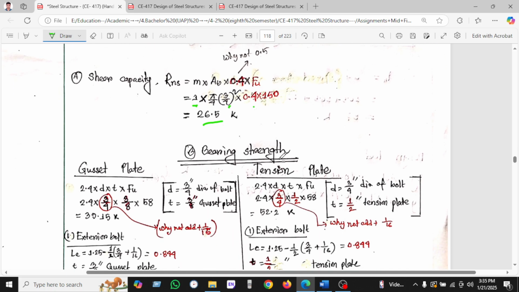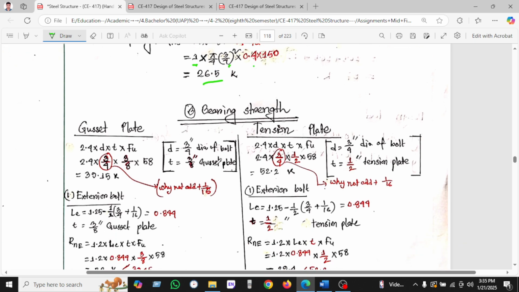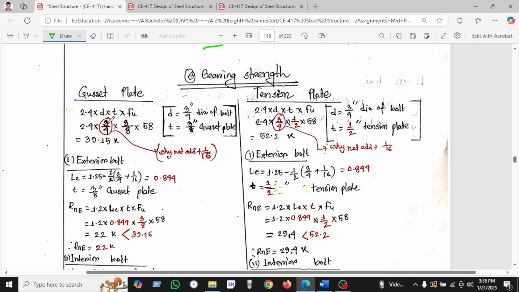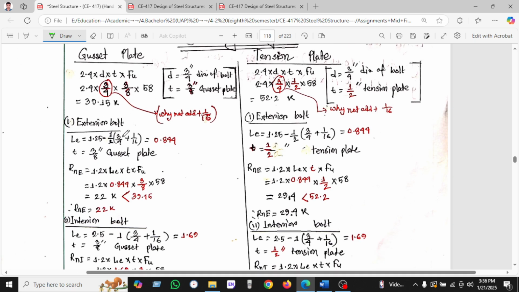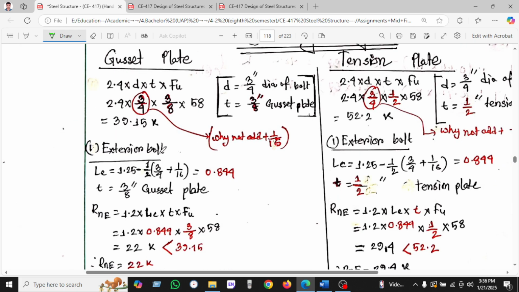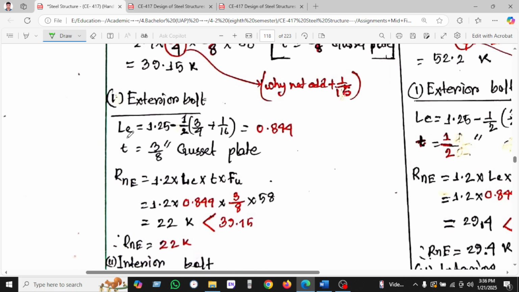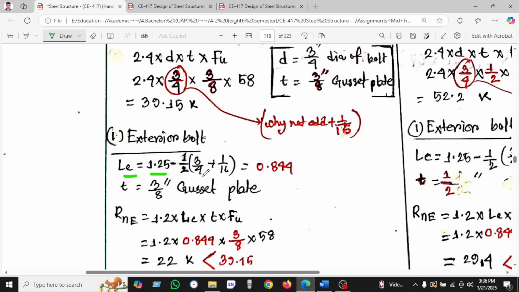So now we will calculate the bearing strength. For the gusset plate, at first we are calculating 2.4 into d into Fu. D we have been known, the 3 by 4 is the diameter of bolt, and for the exterior bolt we have been seeing here the Lc equal to 1.25. L is the clear length, 1.25 minus half into 3 by 4 plus 1 by 16. This is the hole, and found 4.88.